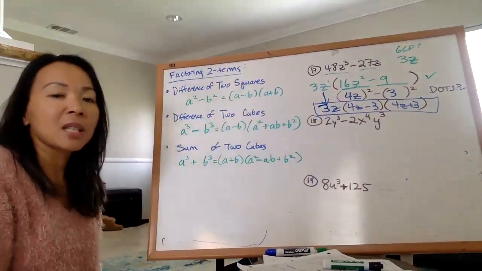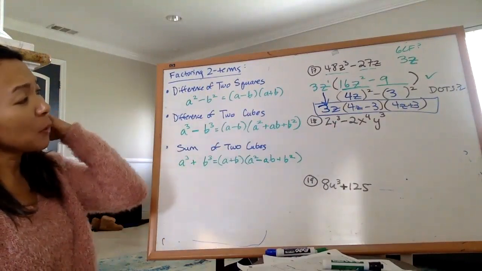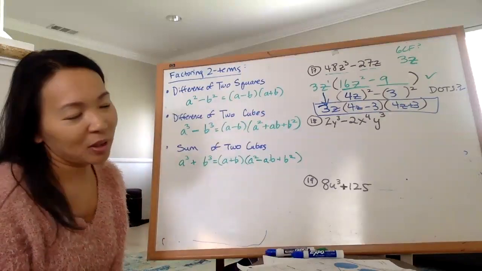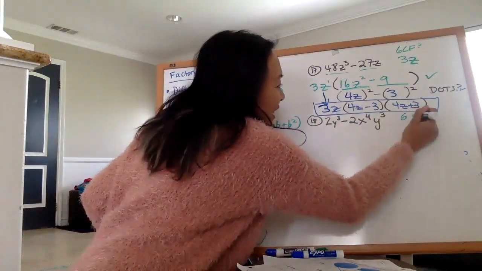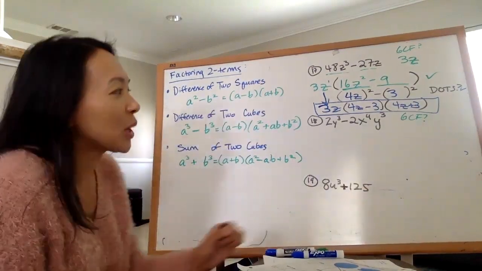Okay. All right, next problem. This one here. So the first thing I'm going to do is ask, is there a GCF? I hope I'm not sounding like a broken record. I feel like I am, but that's a nice thing about math. It just repeats itself, right? There's nothing new and crazy about it.